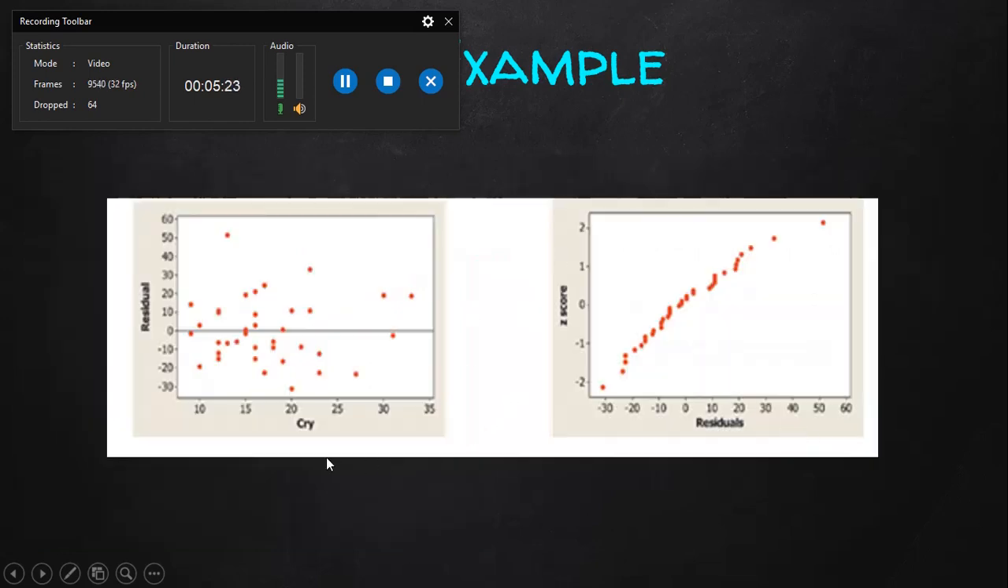We also want to check the residual plot. So the residual plot does look scattered. So that would be a good sign of a linear relationship. And then the normal quantile plot does look fairly straight. So by looking at these graphs, we have met the assumptions and inference would be appropriate for linear regression.